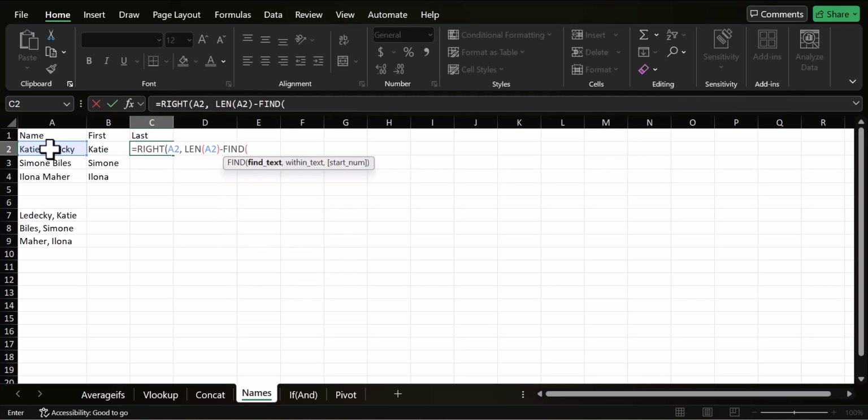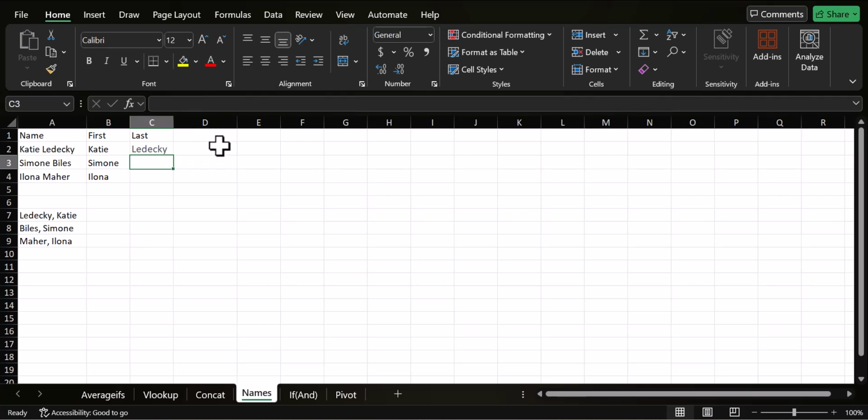again, FIND the space of this. So we're saying, please look in this cell, get the entire length of that, and then subtract away from it the length of this. And so it's going to return that. Let me count, there we go. Got enough close parentheses there. And we go there. It returns back the last name. And again, we can autofill that down.